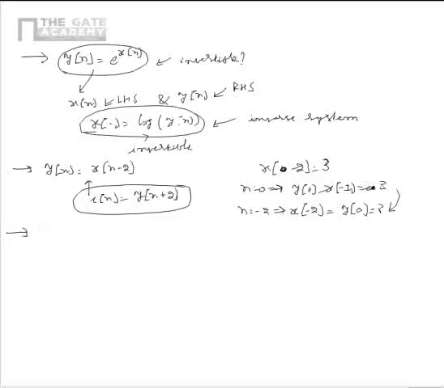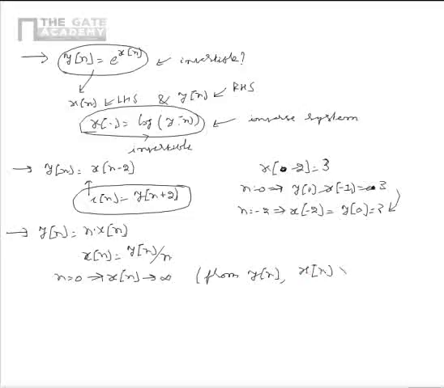Now let us consider another system. y of n is equal to n into x of n. We have to find if the system is invertible. On seeing the given system, we can see that x of n can be written as y of n by n. So the input x of n can be recovered, but there is a problem for n is equal to 0. For n equal to 0, x of n would tend to infinity. Actually, in this case, from the given y of n, x of n cannot be obtained. From this, we see that the given system is not invertible.